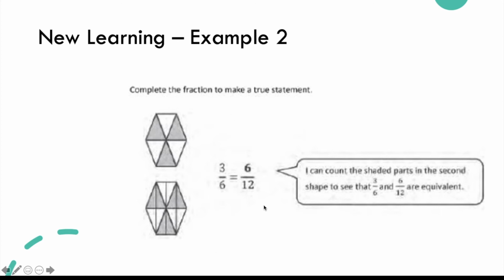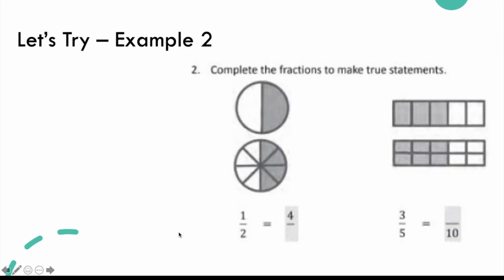So to figure this one out, we counted, right? 1, 2, 3, 4, 5, 6. I can sort of see how they drew these lines, and that could help me too. All right, now let's try ourselves. So we're just going to look at the picture this time. They already did the hard work for us.